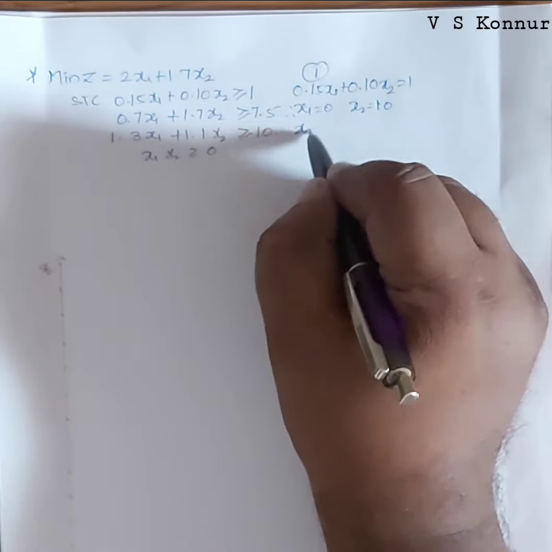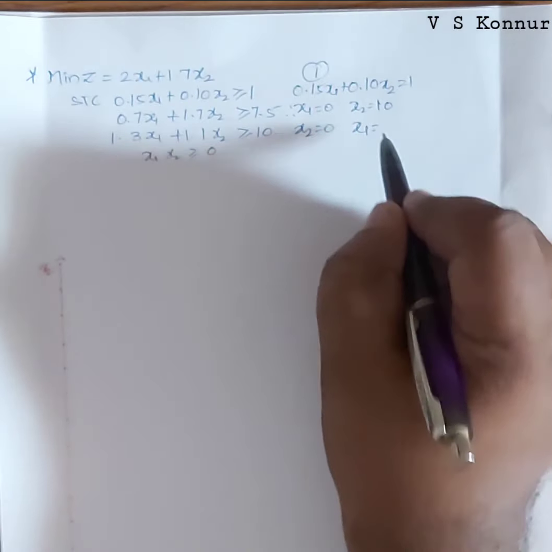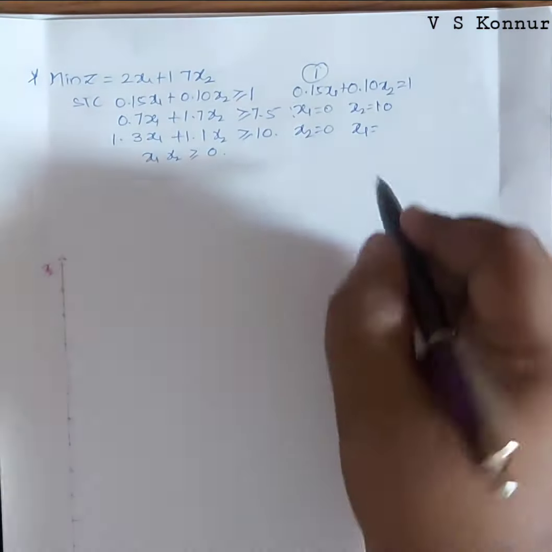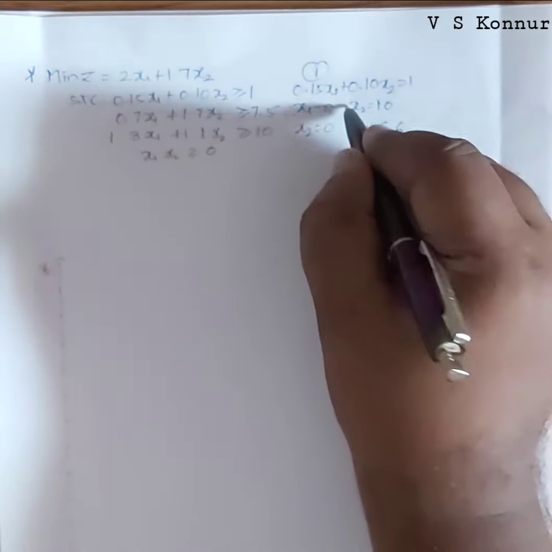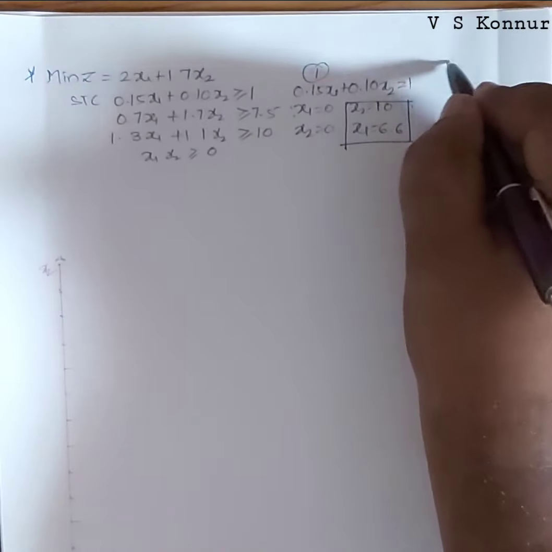And take x2 equal to 0. Put x2 equal to 0 and find x1 is equal to 1 divided by 0.15. So 6.6. So this is the first line. Then we'll take the second constraint.